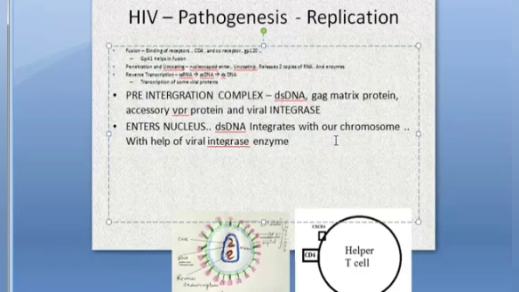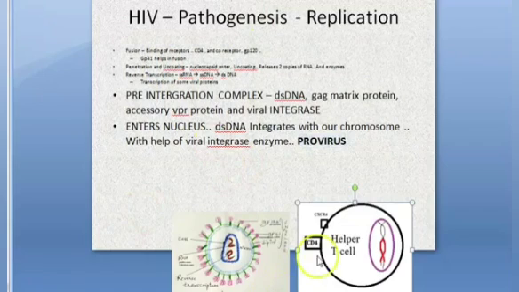What is provirus? The integrated virus is called provirus. What is provirus, guys? Provirus is this double-stranded DNA integrated into the host cell chromosome. The integrated virus is called provirus.